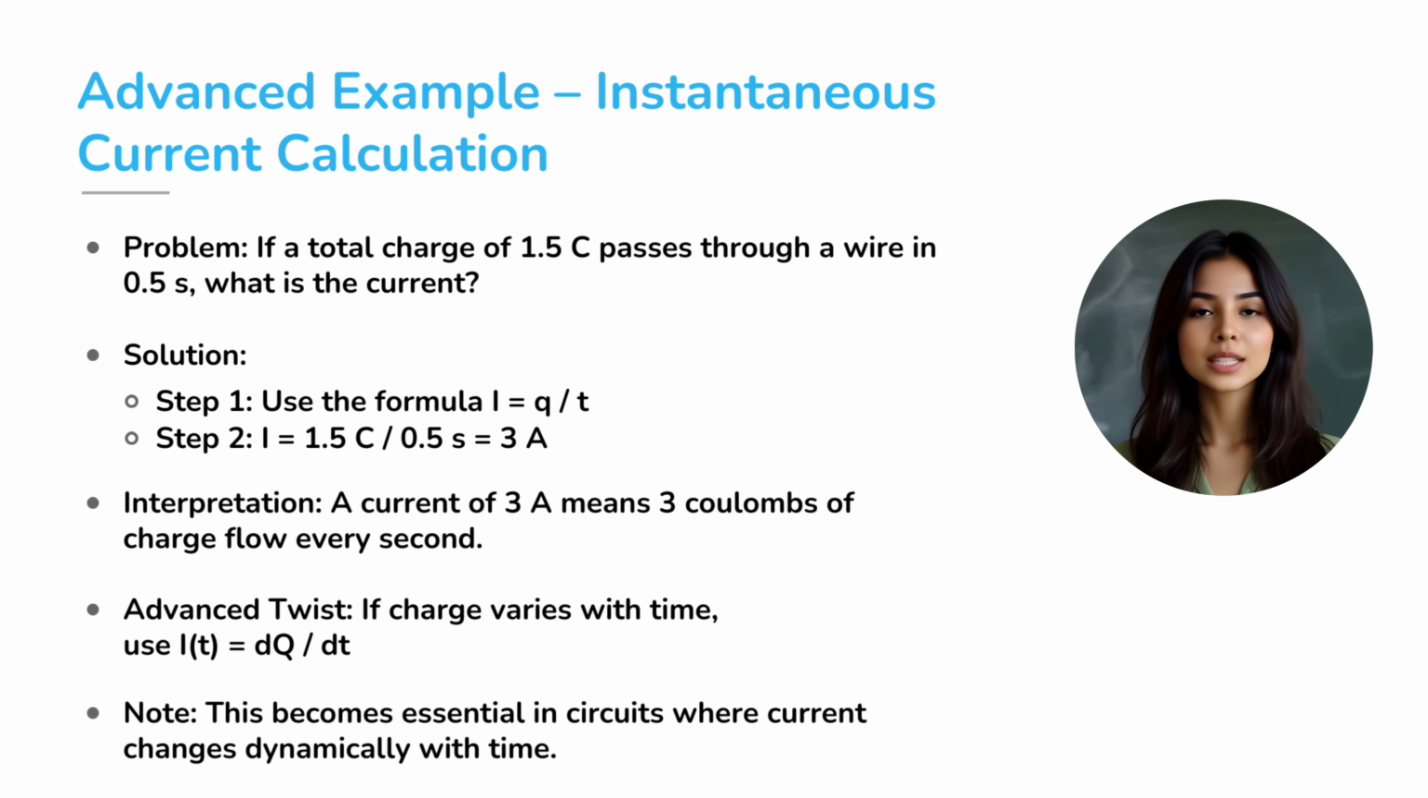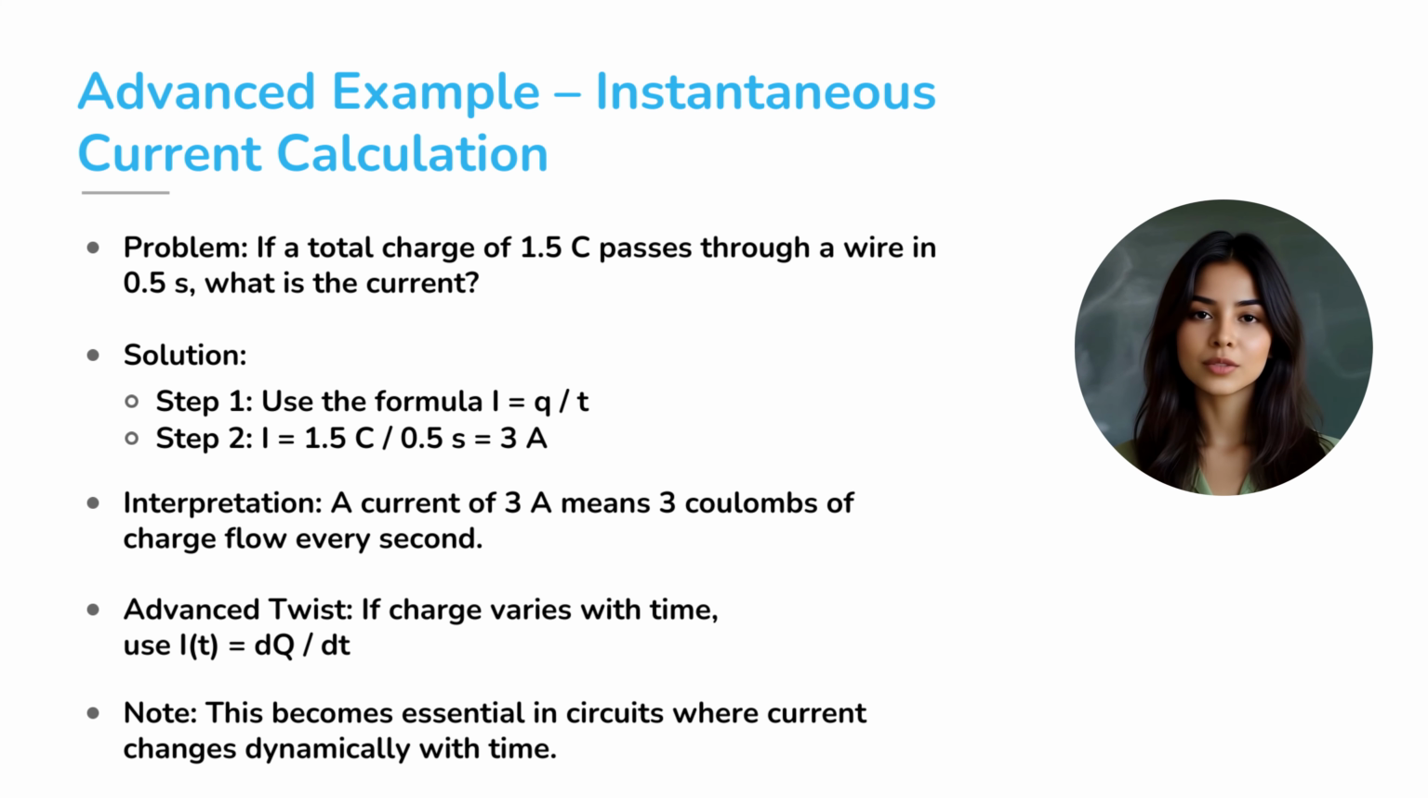Let's take a practical example. Suppose 1.5 coulombs of charge pass through a wire in 0.5 seconds. What's the current? We use the formula I equals Q divided by t. That's 1.5 divided by 0.5, which equals 3 amperes. That means in every second, 3 coulombs of charge are moving past a point in the wire.